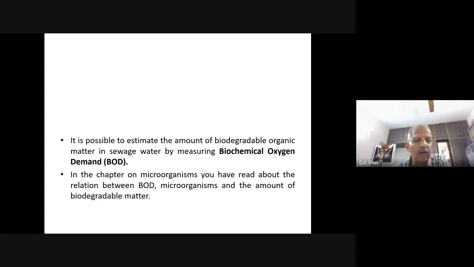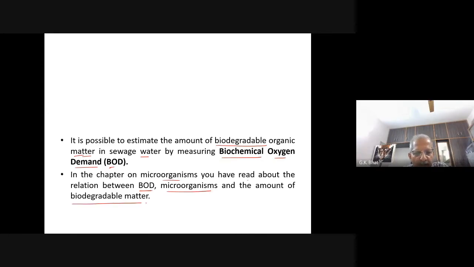It is possible to estimate the amount of biodegradable organic matter in sewage water by measuring biochemical oxygen demand. I have already told you about this. What is biochemical oxygen demand? This is how much oxygen is required by the microorganisms present in a particular water source, say sewage water. In the chapter on microorganisms, you have read about the relation between BOD, microorganisms, and the amount of biodegradable matter.